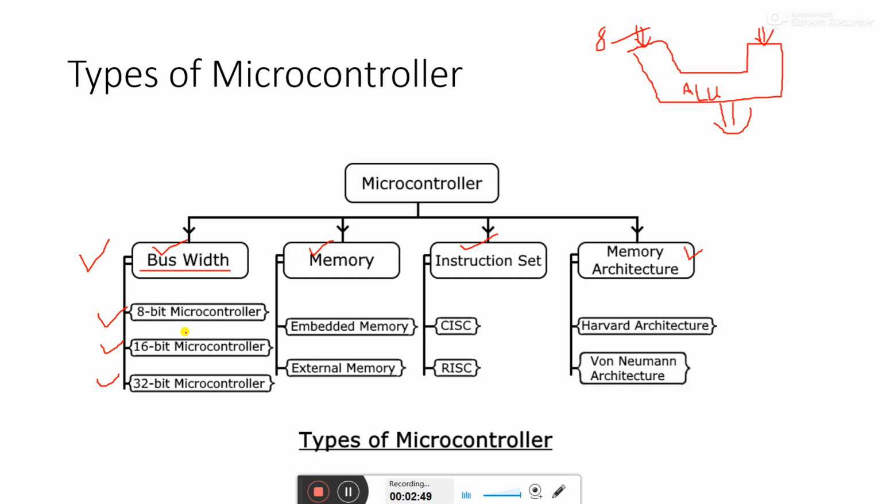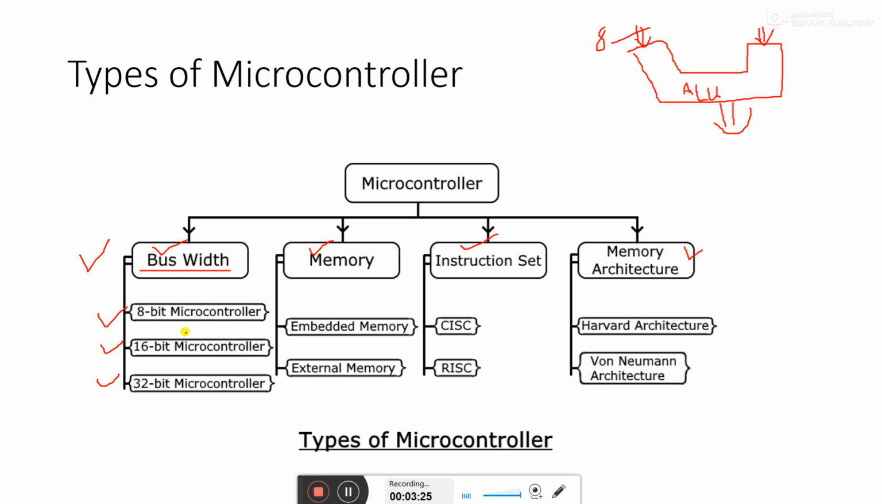It may be possible that your application is very small, and for that application we should use a microcontroller with a smaller number of bits. If my application is larger, for example graphical applications or something like that, we should use a 32-bit microcontroller. For middle applications, for example IoT applications, a 16-bit microcontroller is perfect. So that is the classification of the microcontroller on the basis of bus width.